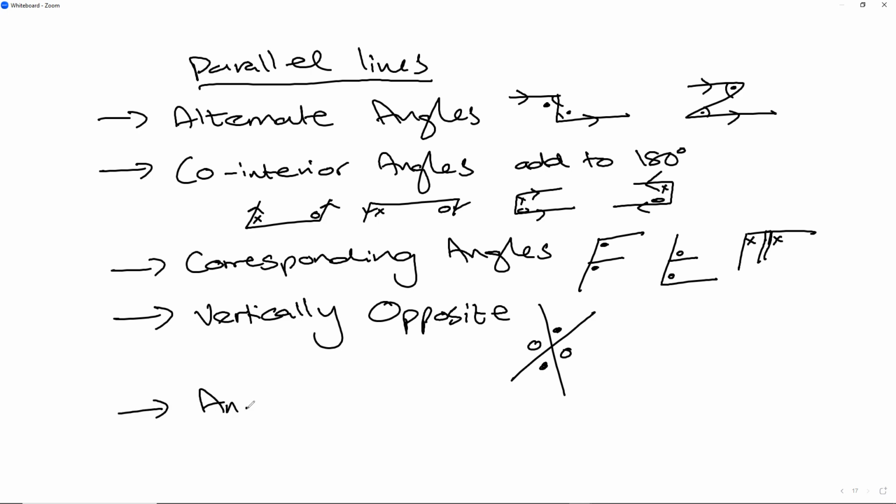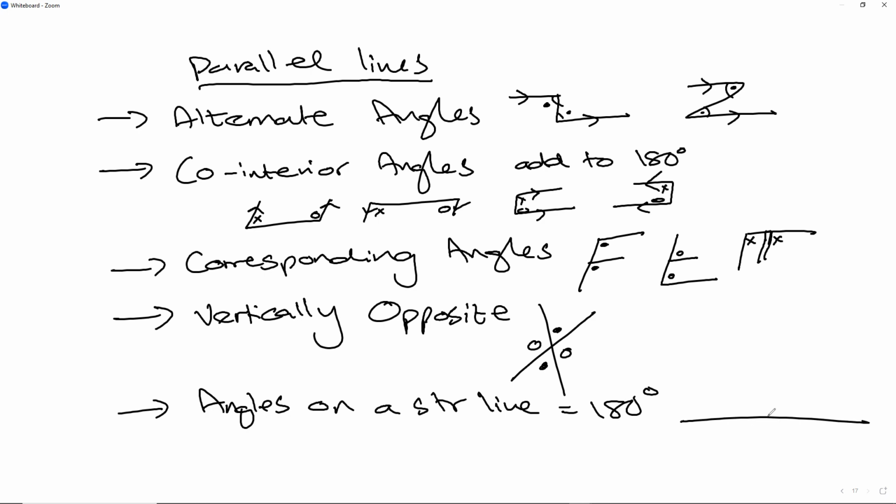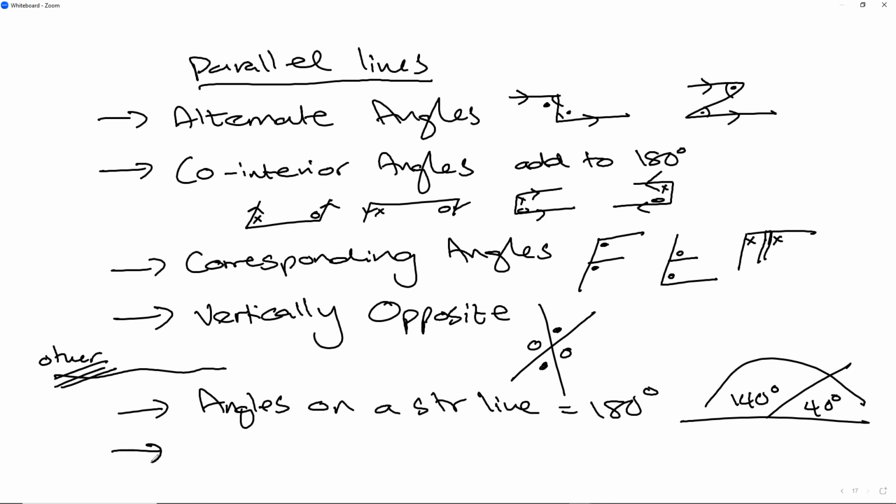And sometimes we also have angles on a straight line, which add up to 180 degrees. So angles on a straight line equals 180 degrees. For example, if I have 40 degrees over here, this would be 140 degrees because angles on a straight line add up to 180. Okay, this is not part of parallel lines. This is just other added parts when we get given a question.